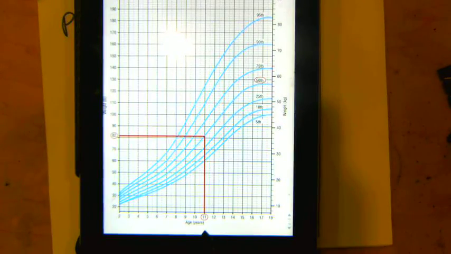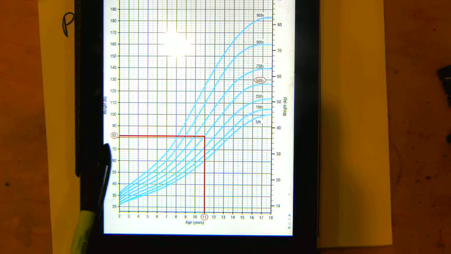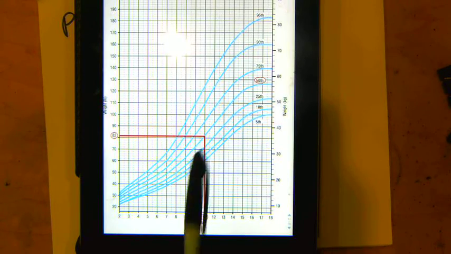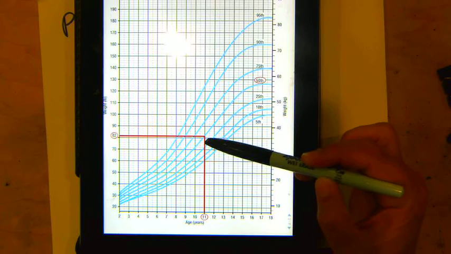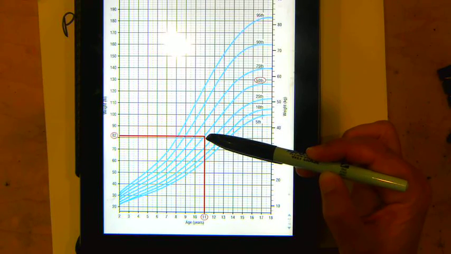This example was looking at an 11-year-old that weighed 82 pounds. And you find the age of the person, and you find their weight, and you go straight across and straight up, and where they meet, you find the closest curve that you can to their intersection here. And this is nice because they picked an example that landed right on the curve.